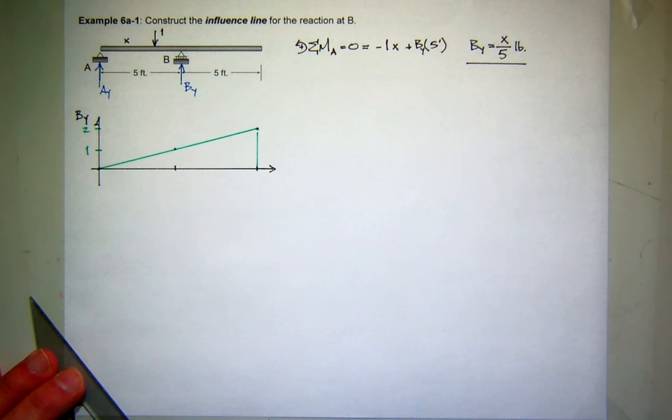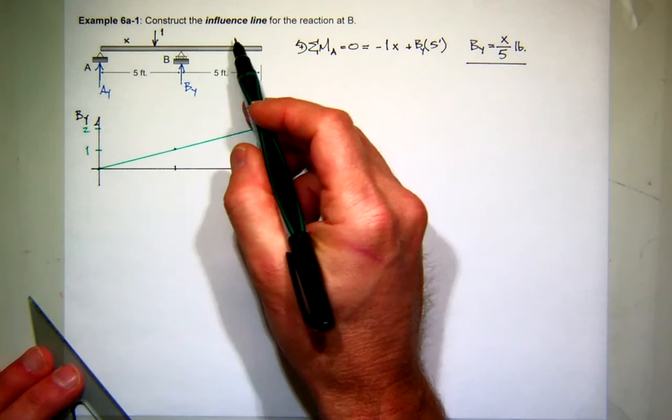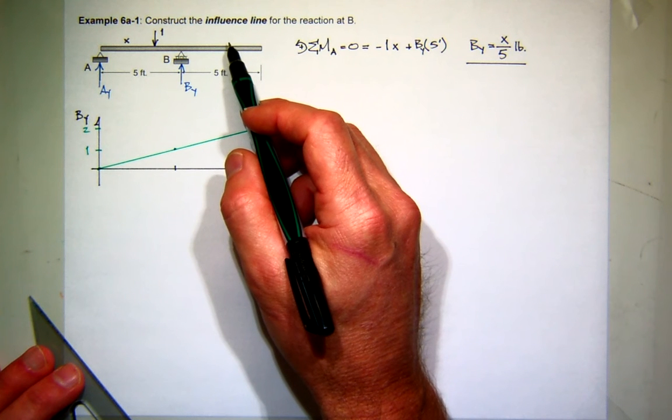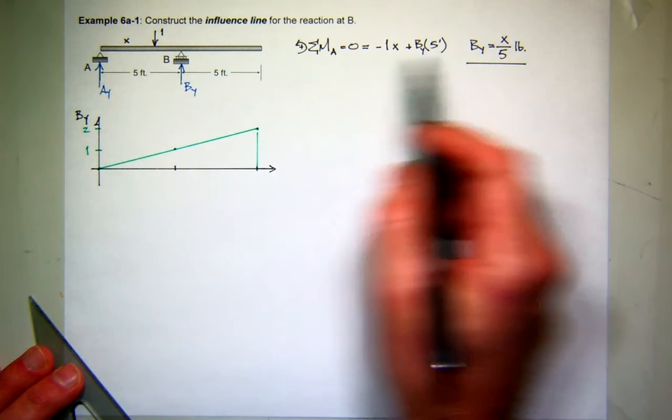The equation doesn't change after you go past B. Does it change when we go past B? What changes if the load were out here? What would be the distance to the unit load? X. So this is for any x from 0 to 10.